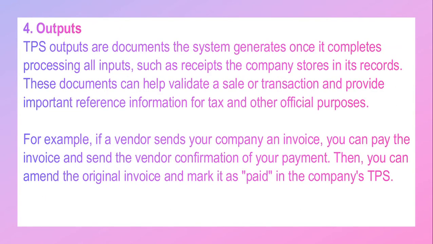And lastly, output. TPS outputs are documents the system generates once it completes processing all inputs, such as receipts that the company stores in its records. These documents can help validate a sale or transaction and provide information for tax and other official purposes. For example, if a vendor sends your company an invoice, you can pay the invoice and send the vendor confirmation of your payment. Then, you can amend the original invoice and mark it as paid in the company's TPS.